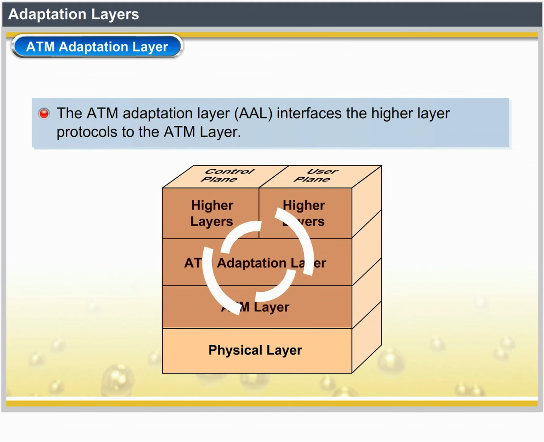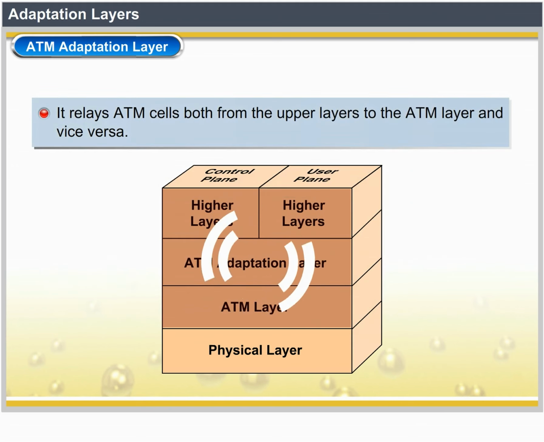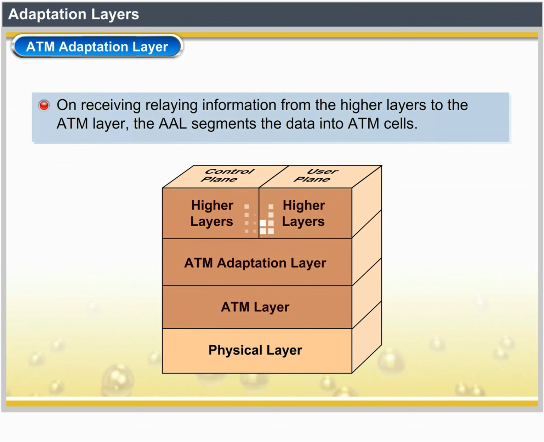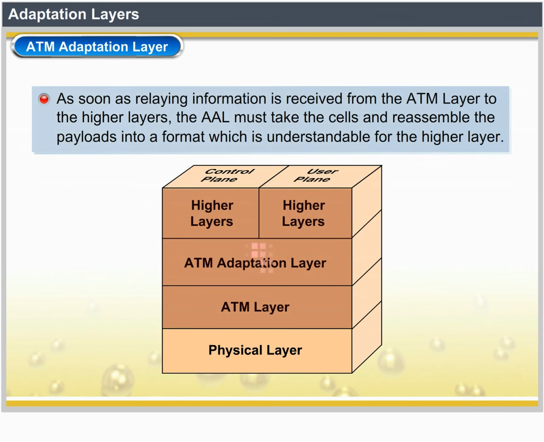Four types of AALs were proposed, each supporting a different type of traffic or service expected to be used on ATM networks. AAL1. AAL1 was designed to support constant bitrate applications. It is appropriate for transporting telephone traffic and uncompressed video traffic.